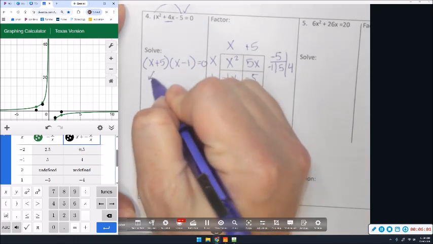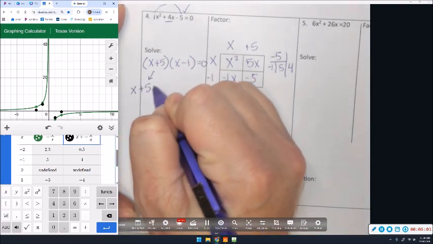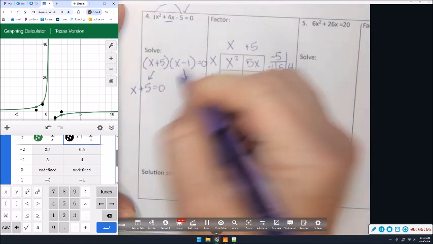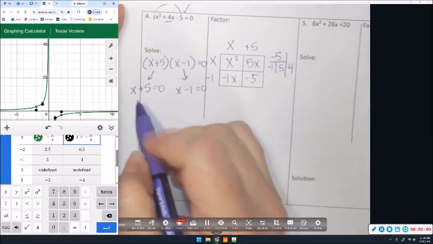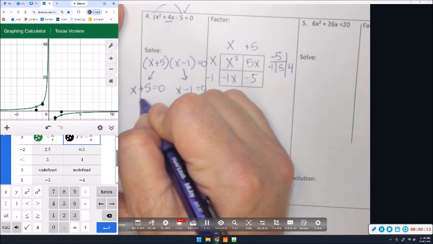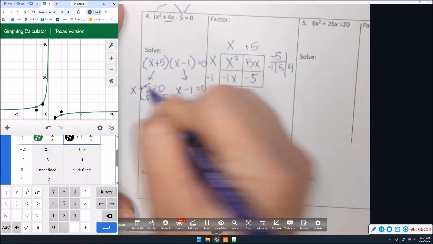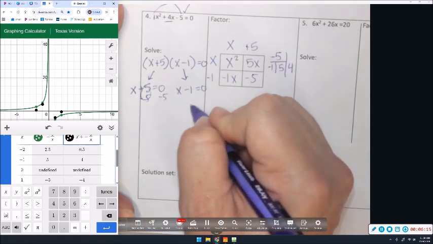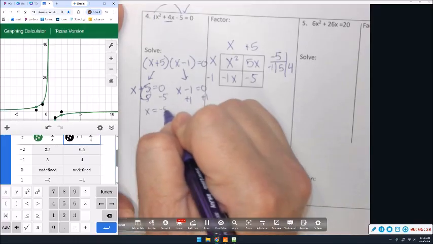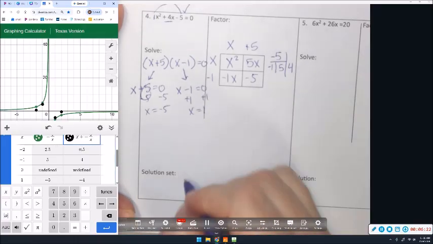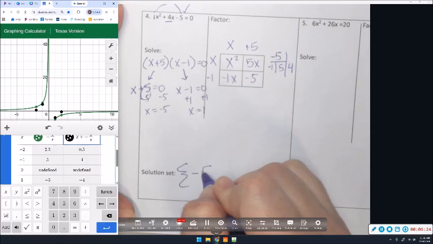Now this one, y'all, is super simple. If there's not a ton of work, it's not a big deal. So how do I get rid of a plus 5? So x equals negative 5. How do I get rid of a negative 1? So my answer is negative 5, comma 1.